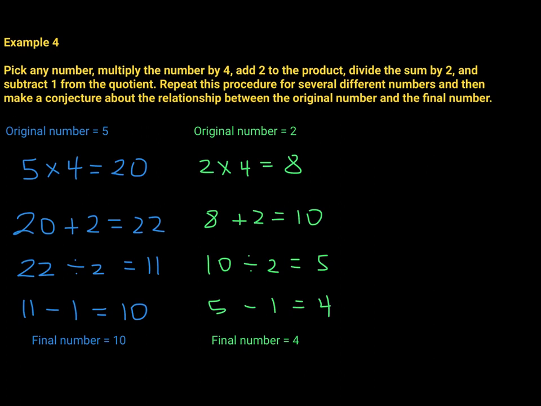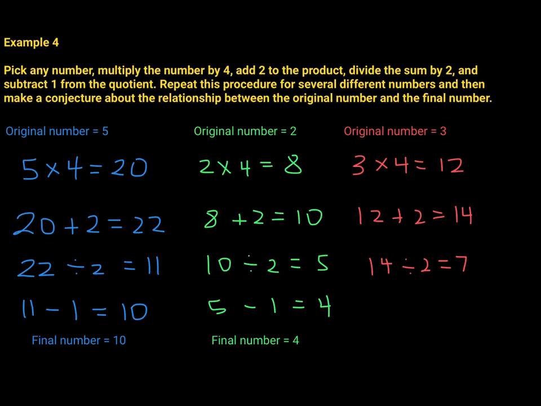It seems like this is working. This is actually really cool. All right, let's choose one more number and then we'll say, okay, we get it. Let's start with 3. 3 times 4. The product is 12. Add 2 to the product. The sum is 14. Divide the sum by 2. The quotient is 7. Subtract 1 from the quotient. The result is 6, which again is twice the original number.